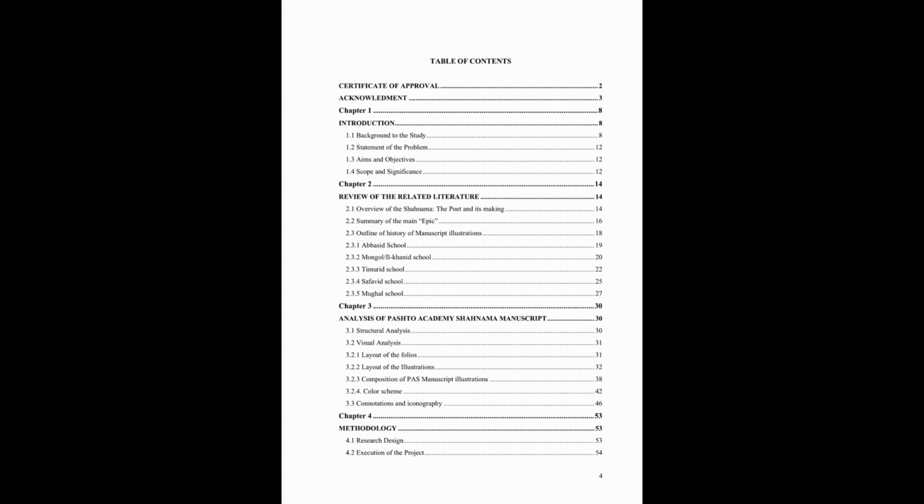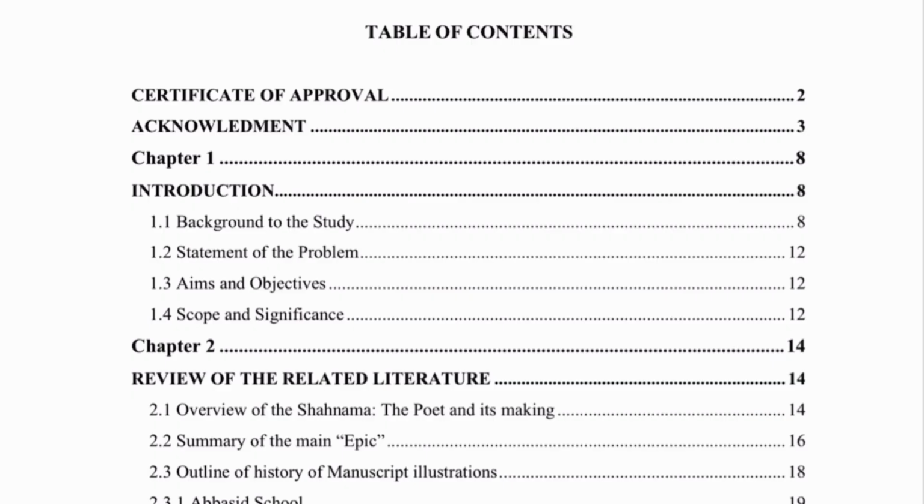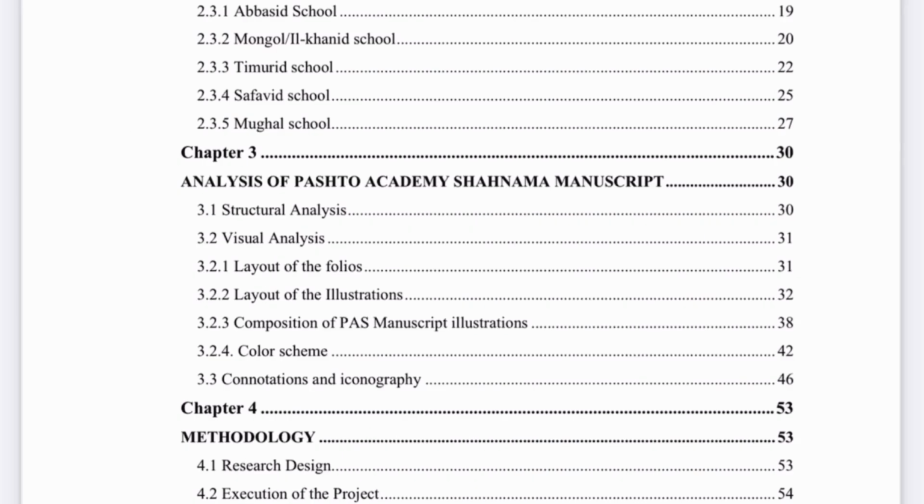There are a total of 6 chapters. The first one, Introduction, has subheadings such as background of the study, statement of the problem, aims and objectives, scope and significance. Chapter 2 is comprised of the review of the related literature, overview of the Shahnama, the poet and its making, summary of the epic, main epic, which is the poem itself, and then a brief history of the manuscript has been given, especially giving the background of how manuscript illustrations were initiated in the Muslim kingdoms.